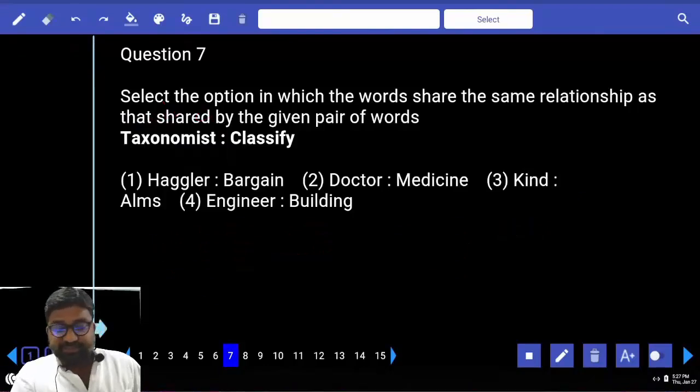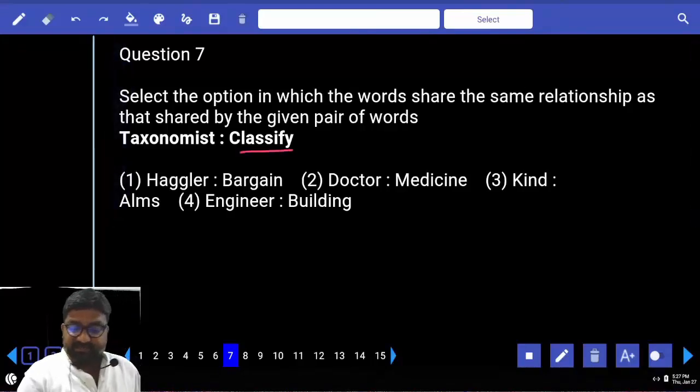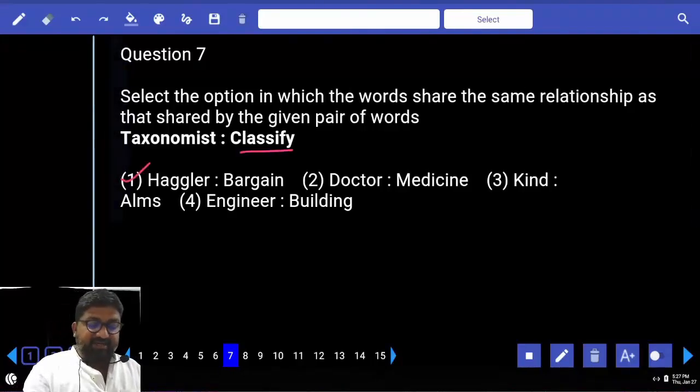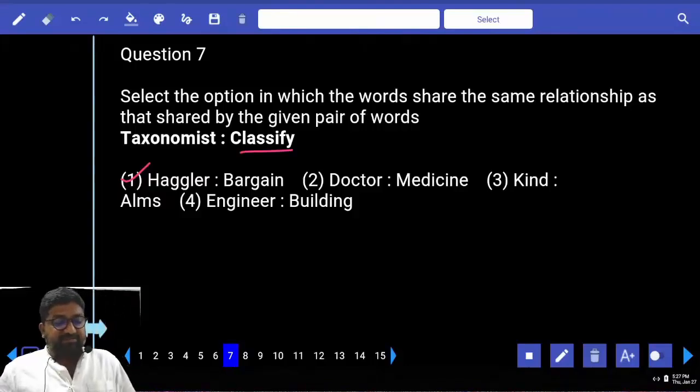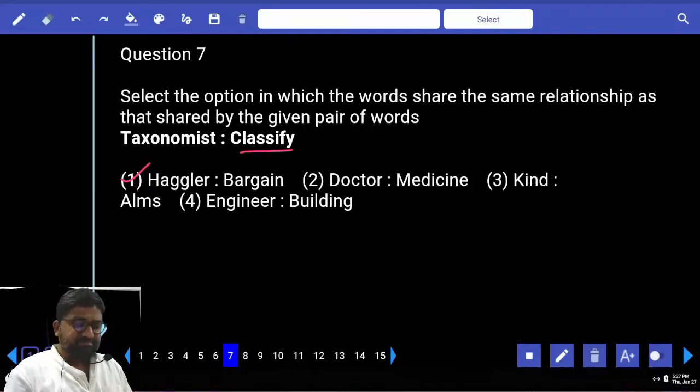So this is a question which is based on analogies. Taxonomist is someone who classifies taxes. So this should be related to haggler and bargain. Someone who bargains. Okay, so what they generally do here is odd man out and analogies, they'll come up with more questions on English and general awareness. This is clearly related to a question on English. Right? Yes.